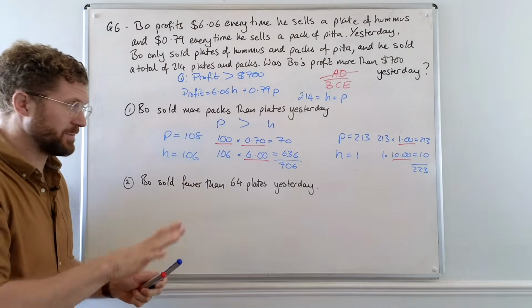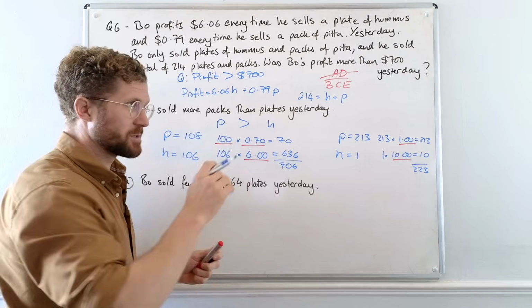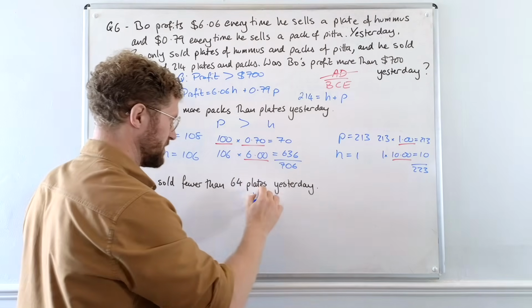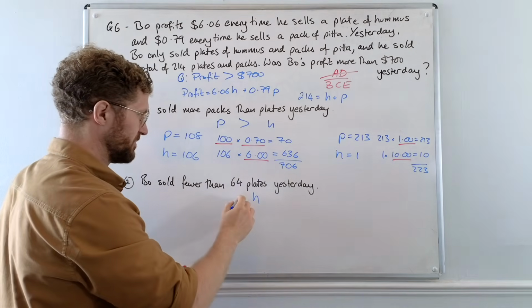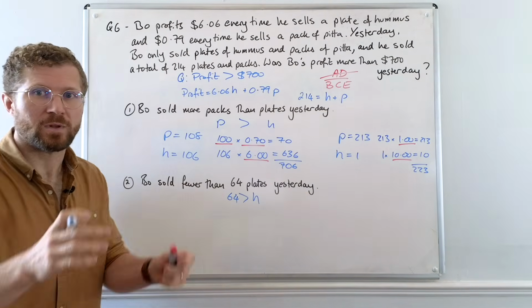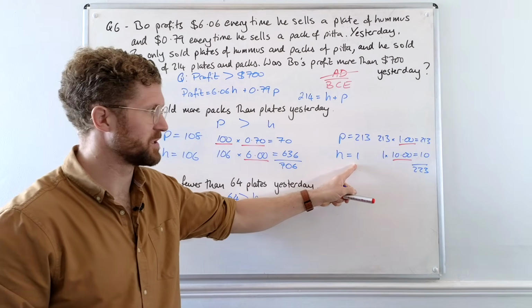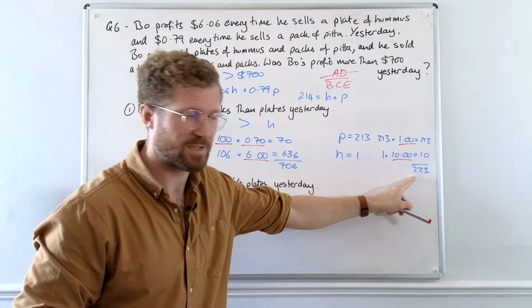Okay, statement 2 next. Bo sold fewer than 64 plates of hummus yesterday, so plates is H. So we sold fewer than 64, so H is less than 64 here. Well, again, that idea of testing the extremes, I've already got one extreme. H is as small as possible, and this is definitely under 700.